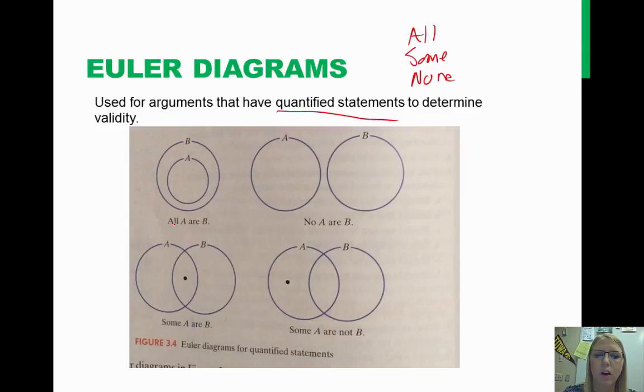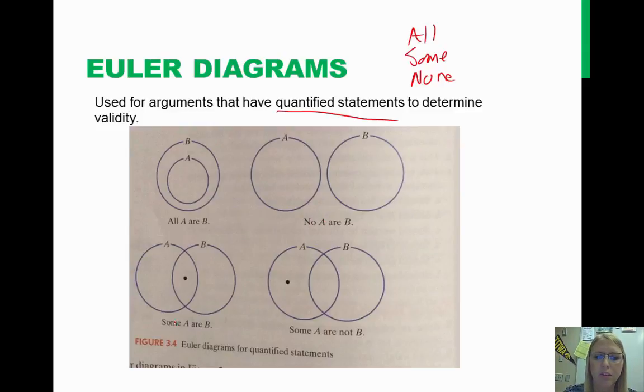This first one, all A are B. You notice that A is inside the diagram of B. And by the way, I think that you need to write these 4 examples down just to make sure that you have an idea of what they are. The second one is A and B. Notice that they're not touching, they're not crossing, one's not inside the other. So this one is no A are B.